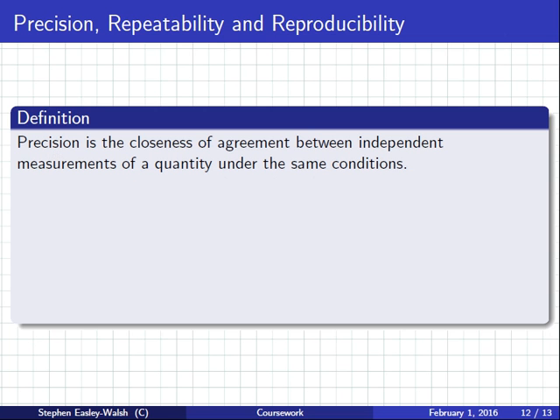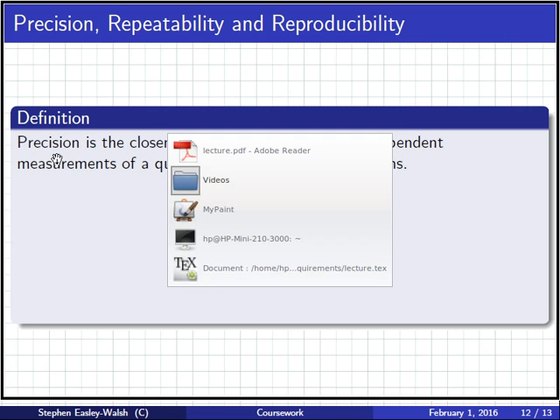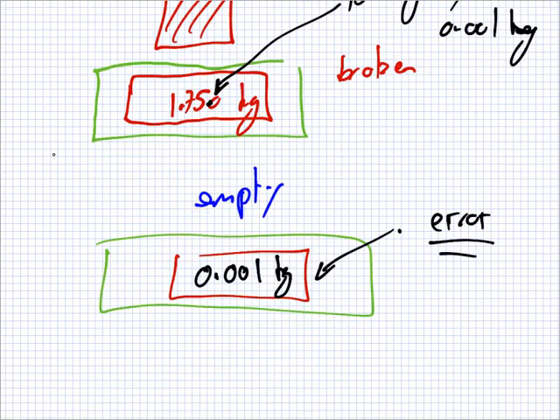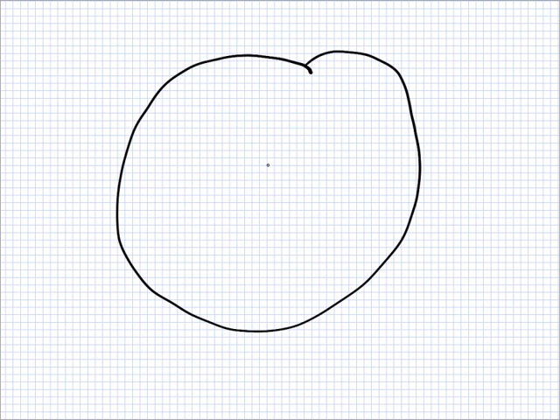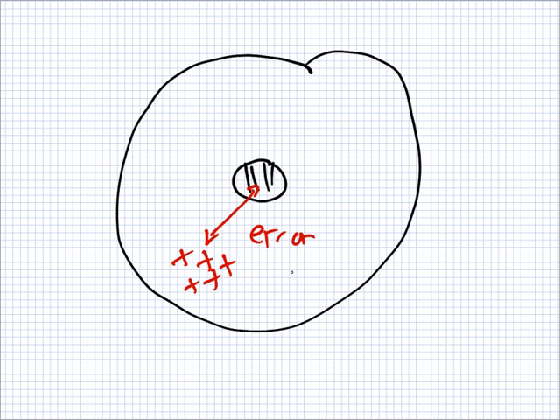You got this word, precision? Now let me explain it. I'm sure Lorraine showed you this picture as well. So here is my target. If I hit here, there's a big error. Yes? So we say that this is not accurate. Okay?